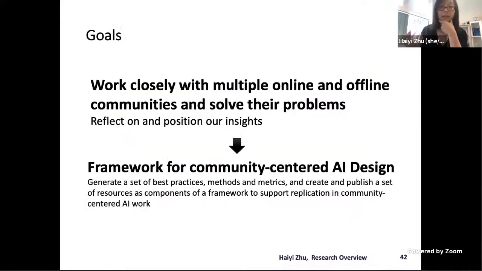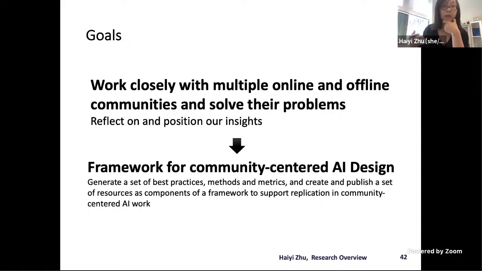So my research is trying to tackle this issue. The approach we use is to work closely with multiple online and offline communities, using human-centered and community-centered approaches to try to solve people's problems, communities' problems. We also want to reflect on our experience and position our insights into the broader literature and other practices that people have been using.